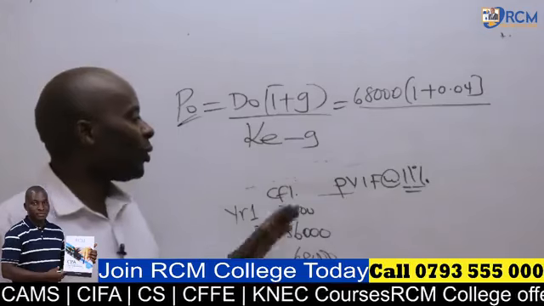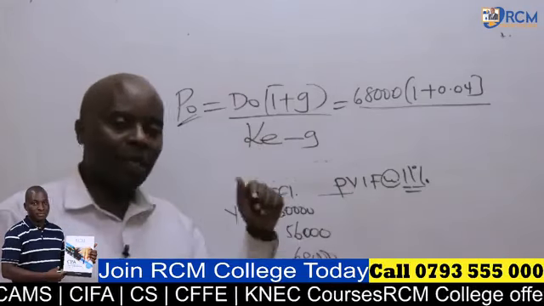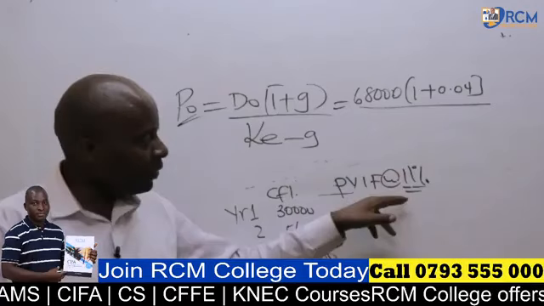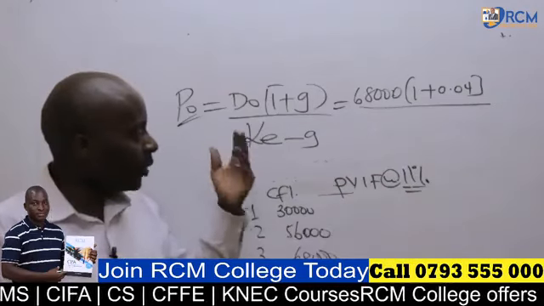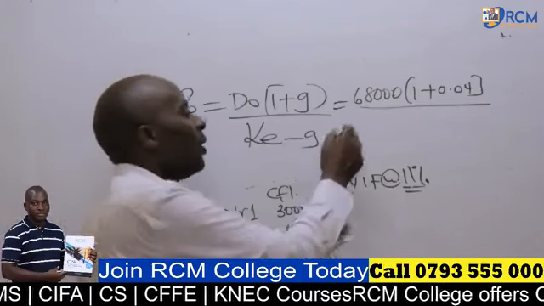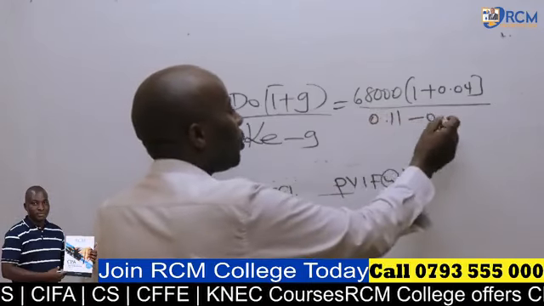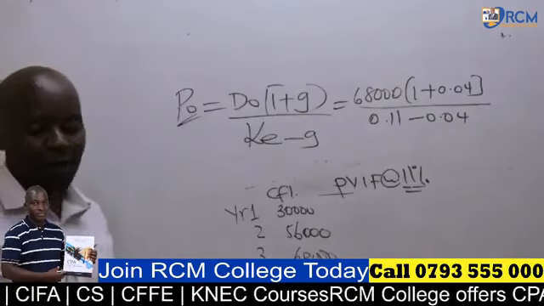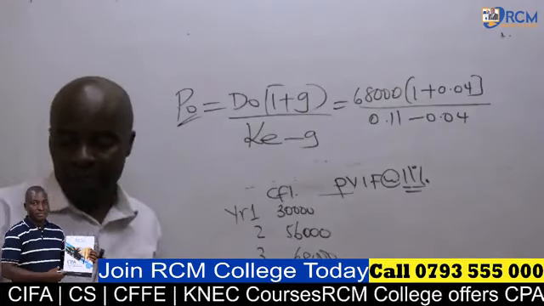So don't get confused here, should I use KE or WACC? No. The 11% that I'll use here for discounting is the one that will be used for discounting this perpetual cash flow. So here, make use of 0.11 minus 0.04, like that. Could you kindly give me an answer here?